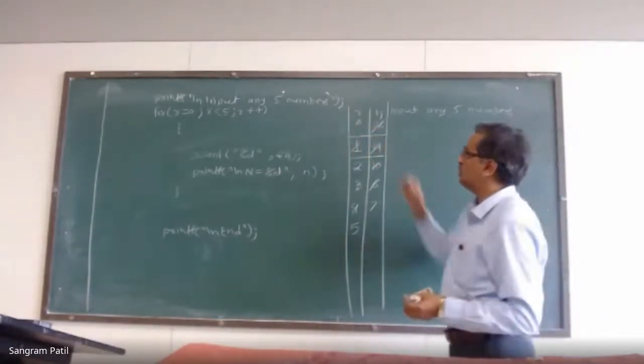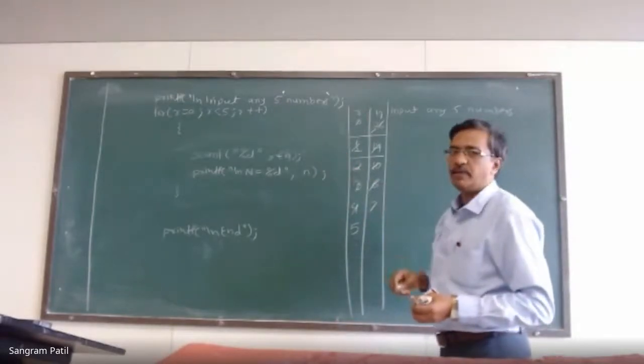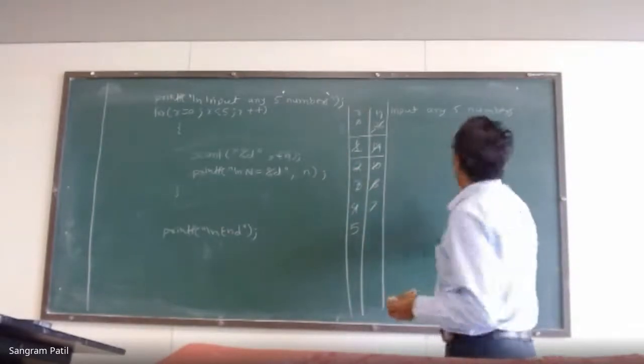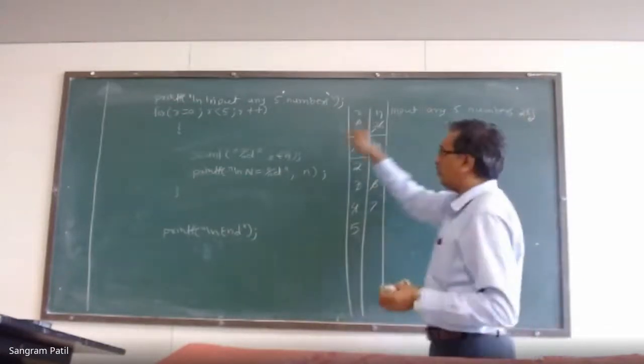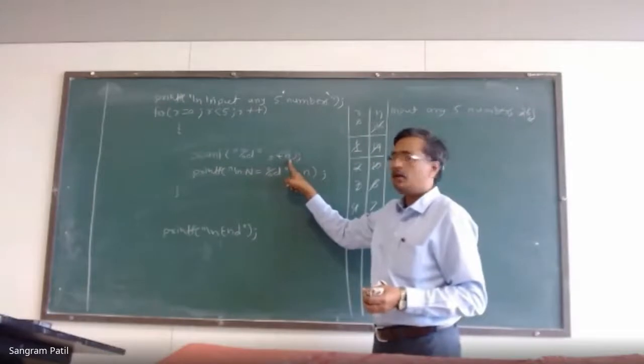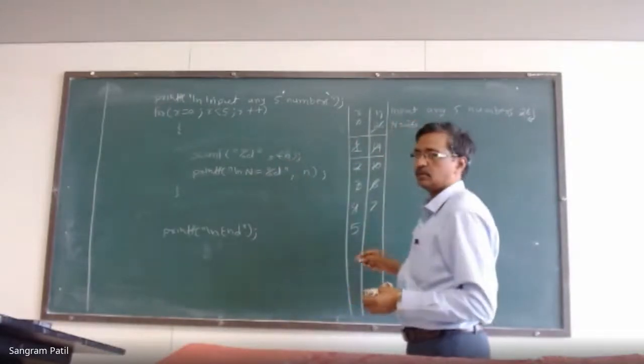Then for r equal to 0, value of r becomes 0. Less than 5, yes, curly bracket, scanf. Scanf will give a blinking cursor. You have to input a number. If you input, suppose, 26 and press enter key, that 26 will be given to n, and then printf will give you n is equal to 26.